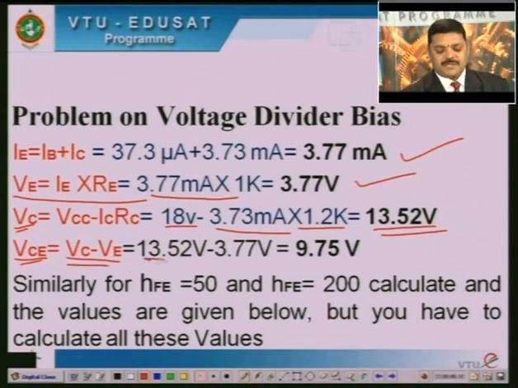Therefore, VCE is found to be 13.52 volts minus 3.77 volts, which is 9.75 volts. So, VCE for this problem is 9.75 volts. Similarly, for HFE equal to 50 and HFE equal to 200, we need to calculate all these values, and then after calculating all these values, we need to compare the operating points. So, let us see that.